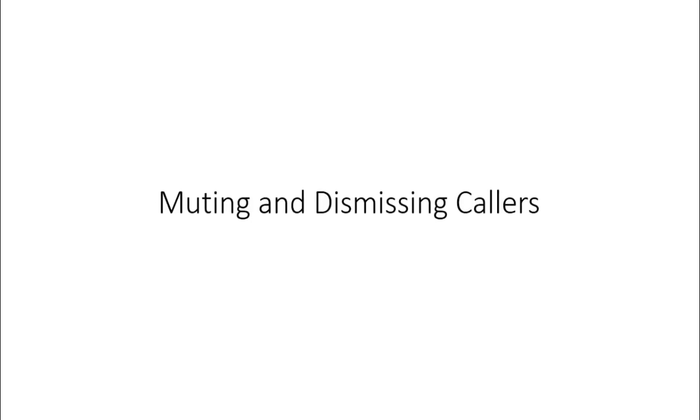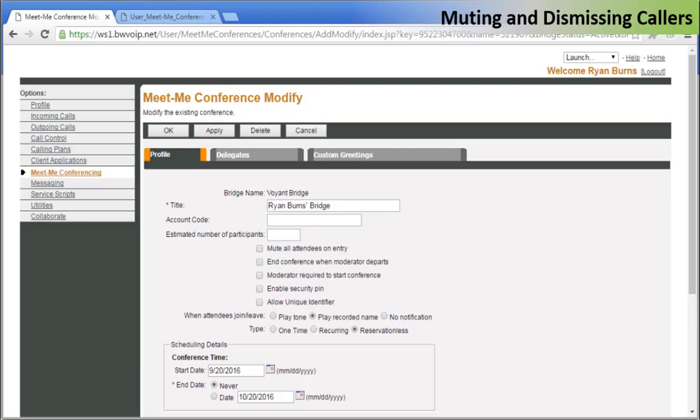Muting and dismissing callers. In this video, I'll show you how to view conference participants, mute them individually or as a group, and dismiss them if necessary. If you did not check the Mute All Attendees box on entry, there will be people who call in and don't mute their lines. How do you fix that after the fact?